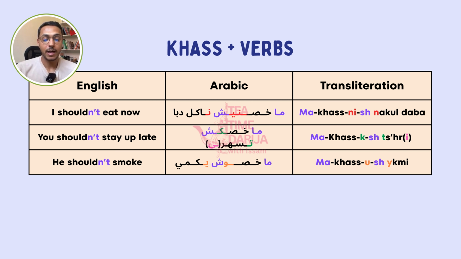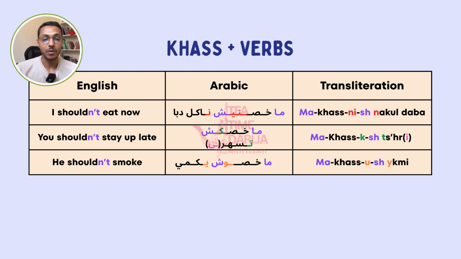You shouldn't stay up late. ما خصكش تسهر. If you're saying this to a girl, you say ما خصكش تسهري. He shouldn't smoke. ما خصوش يكمي.